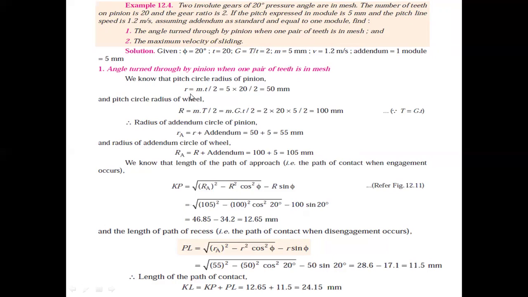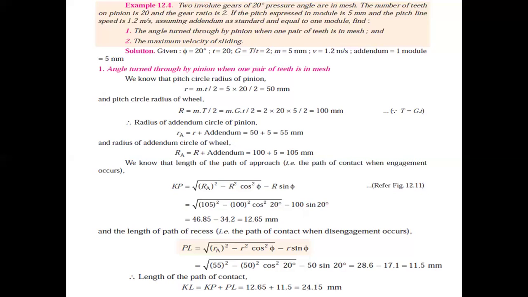The pitch circle radius of the pinion is module times the number of teeth on the pinion divided by 2, and the pitch circle radius of the wheel is module times the number of teeth on the gear divided by 2. After getting the pitch circle radius, the addendum radius for the pinion and wheel is the summation of addendum plus pitch circle radius. After that, we know that the total length of path of contact is the summation of path of approach plus path of recess.